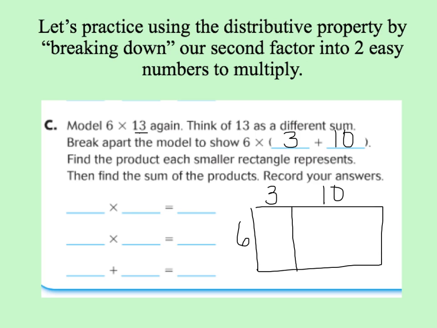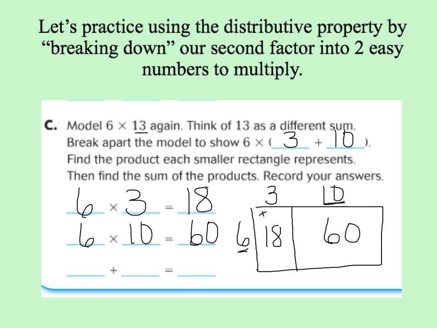The first part I'm going to do is this square right here. 6 times the 3 is my 18. 6 times 3 equals 18. Now I take my 6 times this 10. 6 times 10 equals 60. And now all I have to do is add the 2 products up. I have 18 plus 60 equals 78. And no matter how I break the 13 up, it still comes up with the same product. 6 times 13 is 78.